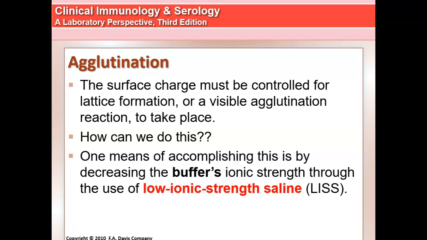The surface charge must be controlled for lattice formation or visible agglutination reaction to take place, right? Because if we're trying to see if an antibody or antigen is present, we don't want our red blood cells to repel each other if one of those is present. So how can we do this? One means of accomplishing this is by decreasing the buffer's ionic strength through the use of low ionic strength saline. We call this LIS, and this is a very common reagent used in blood banking.